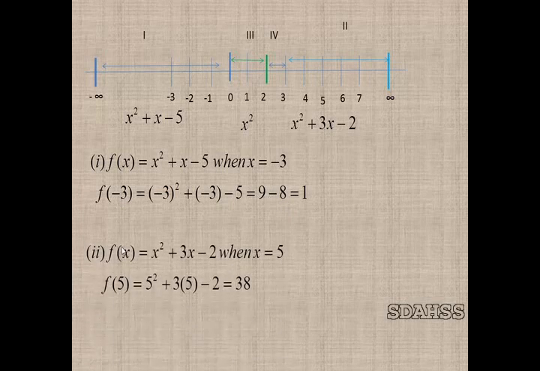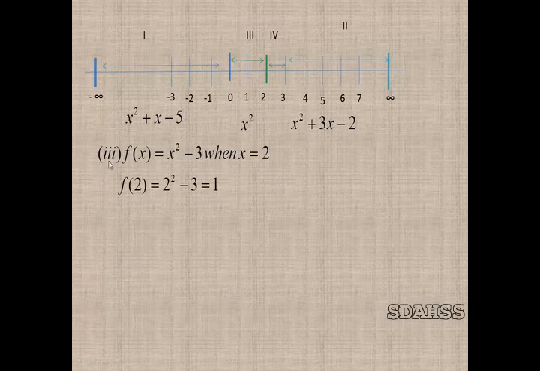Second one, 5. 5 is located in the second interval. Its function is x square plus 3x minus 2. So f of x is equal to x square plus 3x minus 2. Substitute x is equal to 5. So f of 5 is equal to 5 square plus 3 into 5 minus 2. 5 square means 25 plus 3 into 5, 15. 25 plus 15, 40. So 40 minus 2, 38.